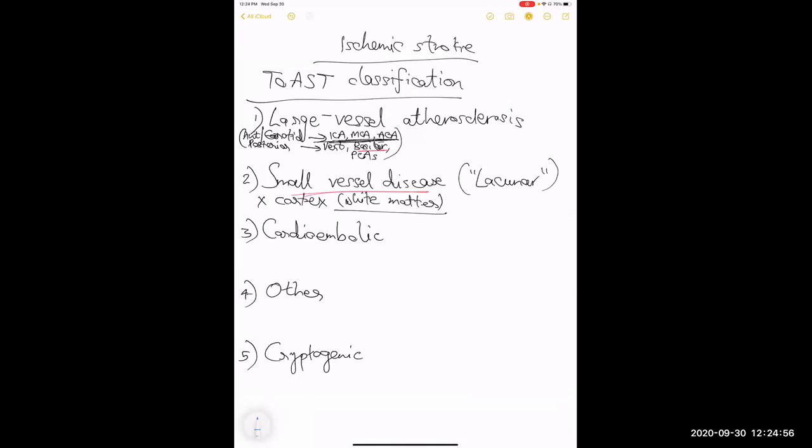Cardioembolic strokes, on neuroimaging, may take two forms. One is, we all know this, that it can involve multiple vessel distribution.